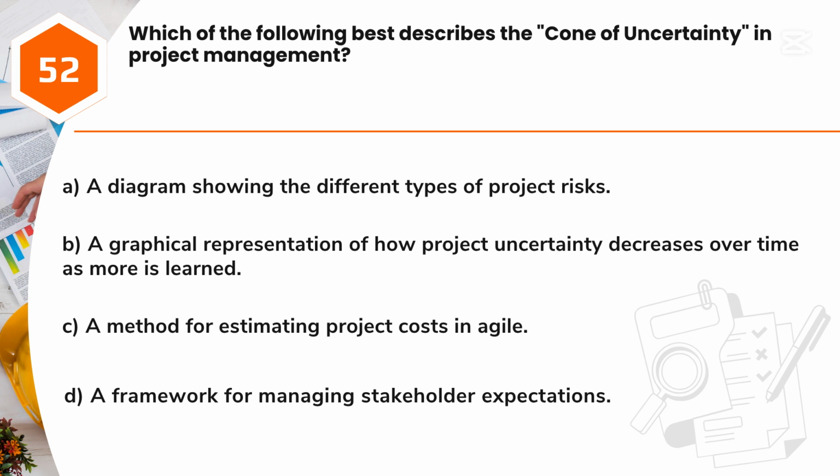Question 52. Which of the following best describes the cone of uncertainty in project management? A. A diagram showing the different types of project risks. B. A graphical representation of how project uncertainty decreases over time as more is learned. C. A method for estimating project costs in Agile. D. A framework for managing stakeholder expectations.